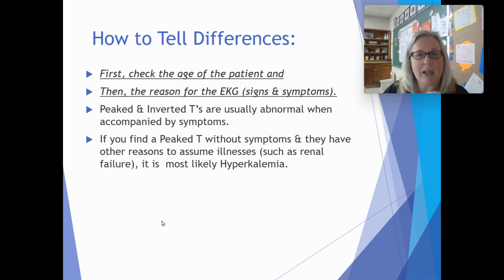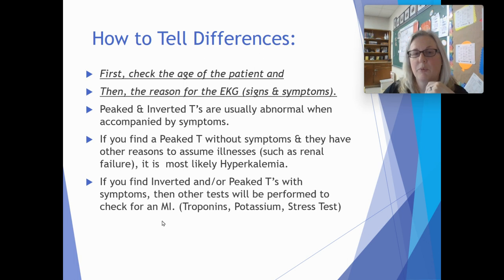If you find a peaked T without symptoms and they have other reasons to assume illness, like renal failure, it's most likely hyperkalemia. If you find inverted or peaked T's with symptoms, then other tests are performed, like troponins, potassium, even stress tests, to find out what's going on. So no symptoms, and it's a peaked T, unless they're a young teenager, it's probably hyperkalemia. If they're a young teenager, it's normal.